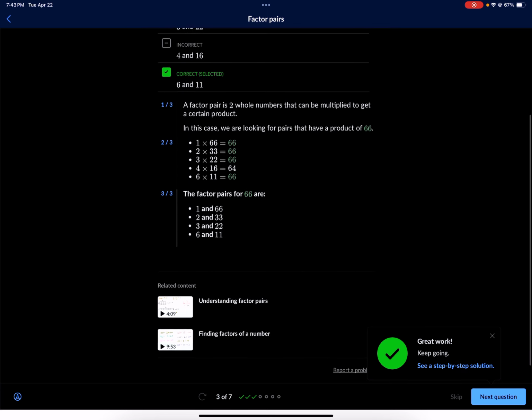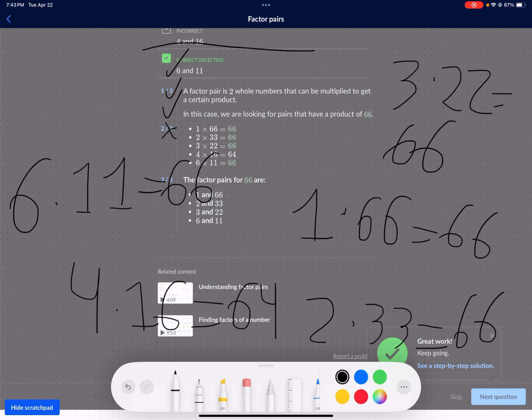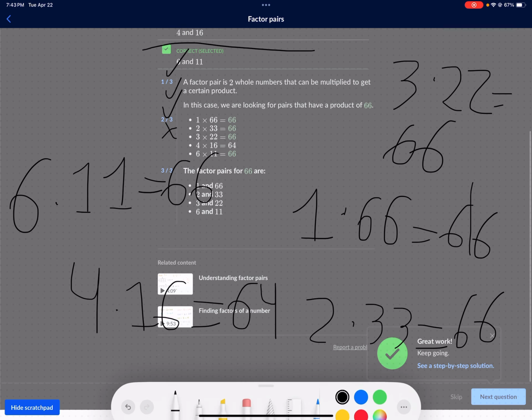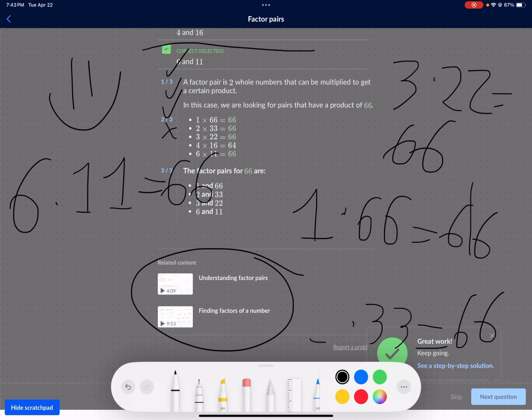Here's a step-by-step situation. Multiply each number, and we got 64. If you got that, great job. If you didn't, check the videos. But otherwise, happy studying.